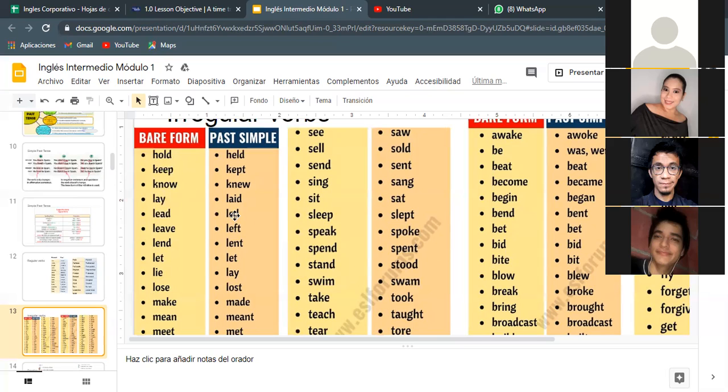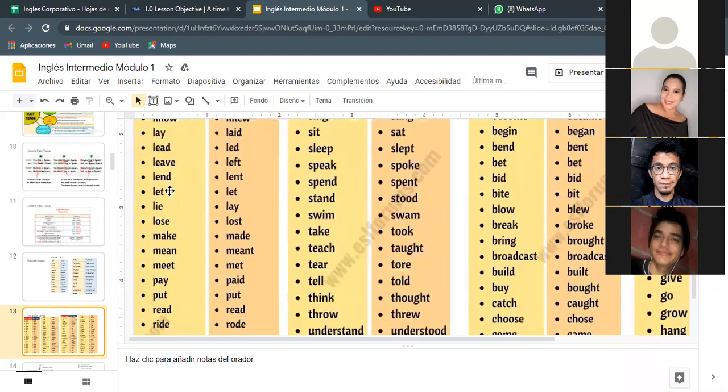Lay, lead, leave, left, lend, lent, let, lie, lay, lose, lost.